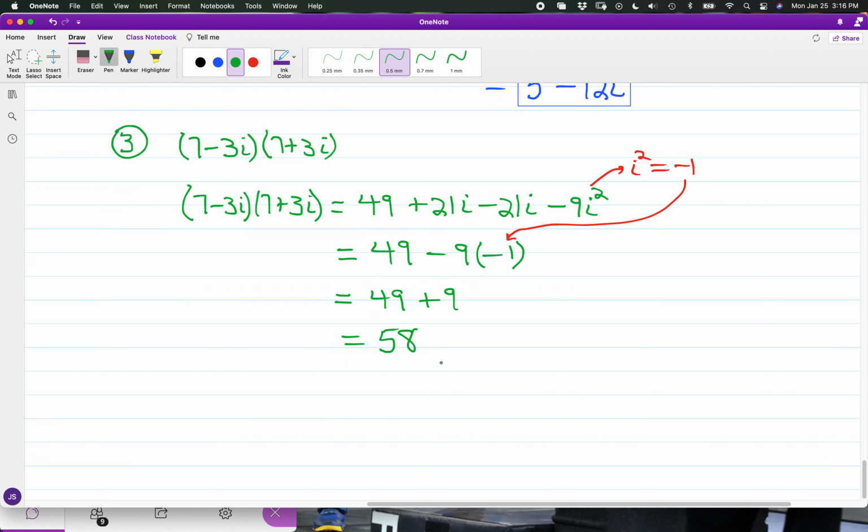But if you had to do more than just show the a value, which is 58, if there was any other way to display this, if I had to show the i term, this would end up being like 58 plus 0i. And that's just to get the i term to show up. And 0i is still negligible.